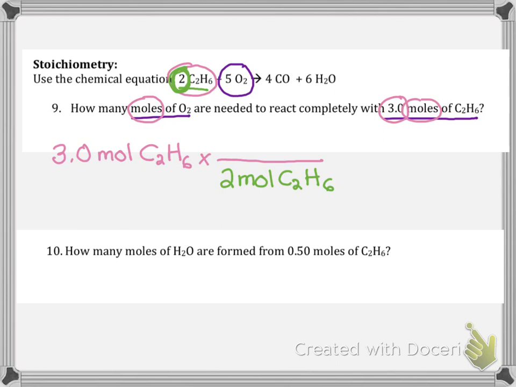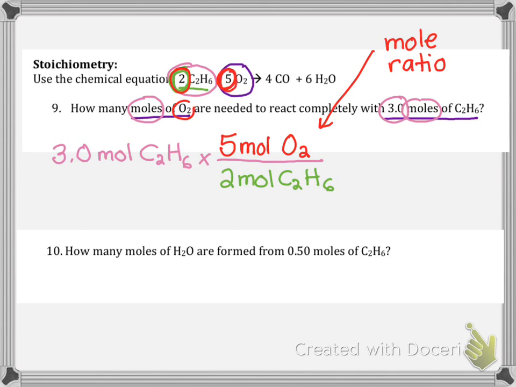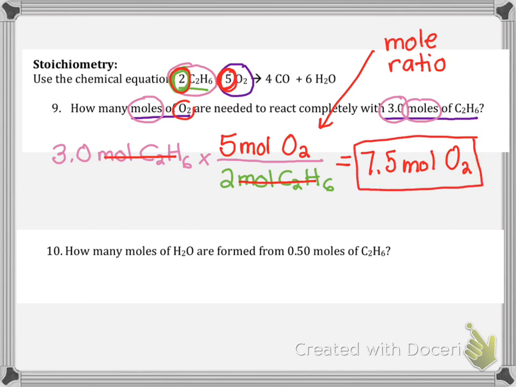And then what I'm looking for is oxygen. And I see oxygen has a 5. So the ratio of that is 5 on top moles of O2. So this is called a mole ratio. And it's not really calculated. The mole ratio is determined by looking at the coefficients in the balanced equation. Now I put the C2H6 on the bottom so that it would cancel. So now if I say 3 times 5, and I divide that by 2, I get the answer, which is 7.5 moles of oxygen. So if somebody had 3.0 moles of C2H6, and then they reacted it with oxygen, it would require 7.5 moles of oxygen.